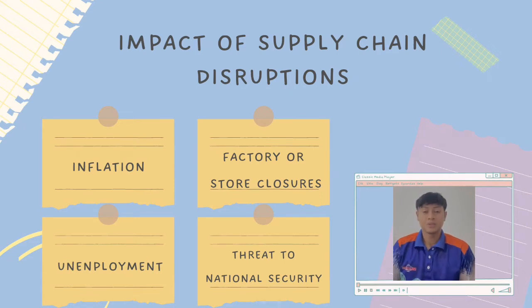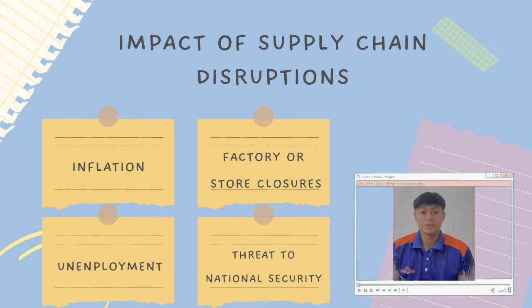Now I want to present about the impact of the supply chain disruption. I have 4 impacts of the supply chain disruption. First is inflation. Second is factory or store closure. Third is unemployment. Lastly is threat to national security.